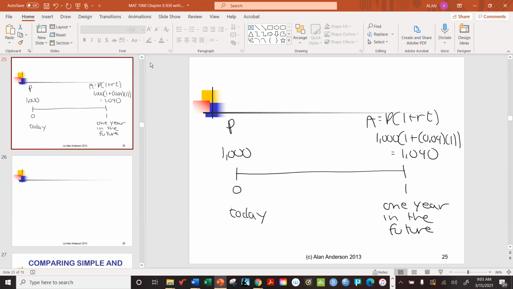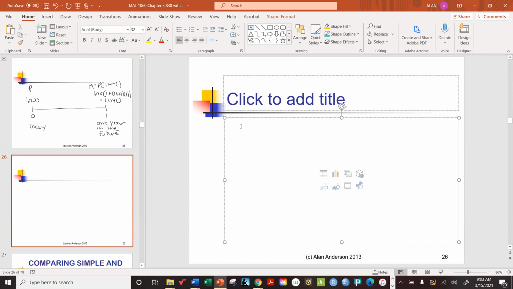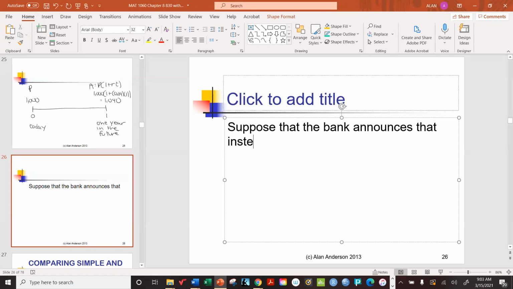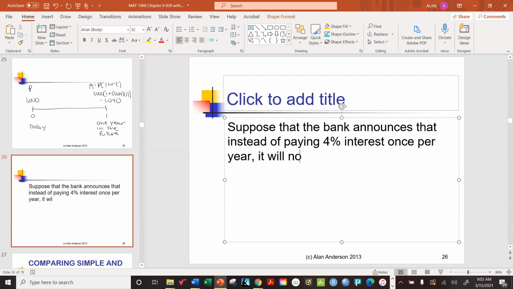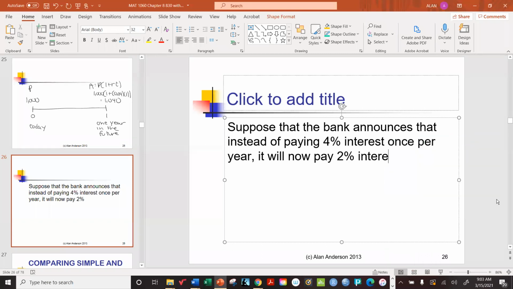All right, so what if we have the following situation though? Suppose the bank announces that instead of paying 4% interest once a year, it will now pay 2% twice a year. The question is, will that have any effect on the amount of money we have in our account at the end of the year?